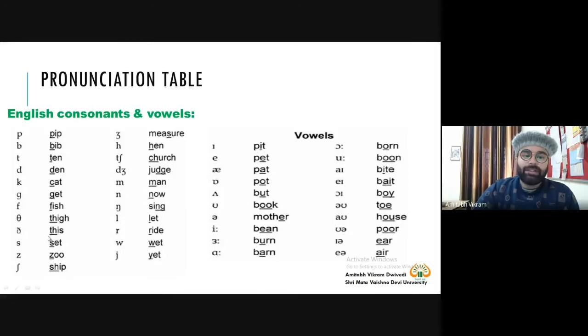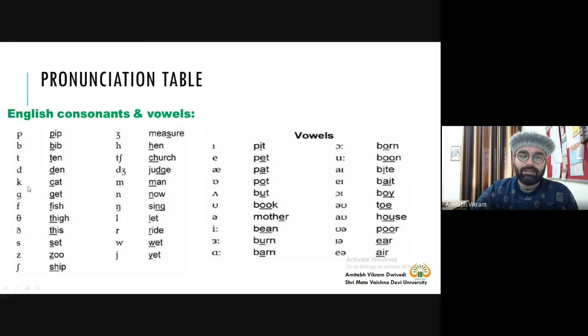Now this is the word the, and when you say this, then this is the sound. As you can see, certain sounds you need to learn when it comes to consonants. Only 6-7 sounds you need to learn, otherwise they represent the same letter. For example, we go one by one. This is the word pip. Then this is b, bib. This is t, ten. Then this is d, then.